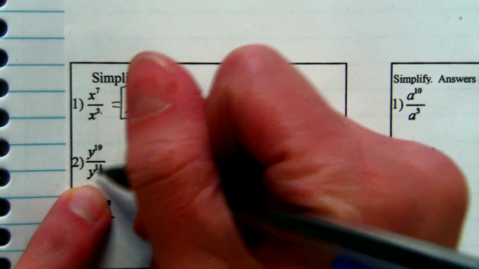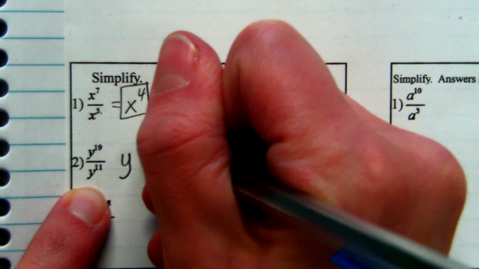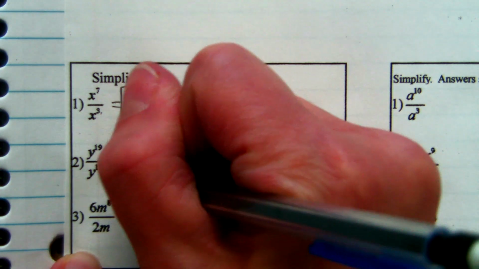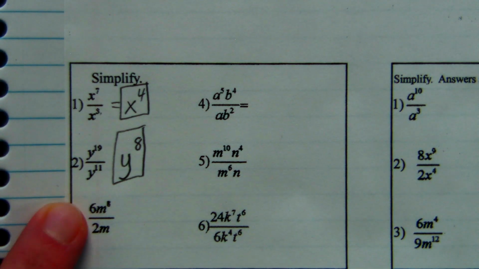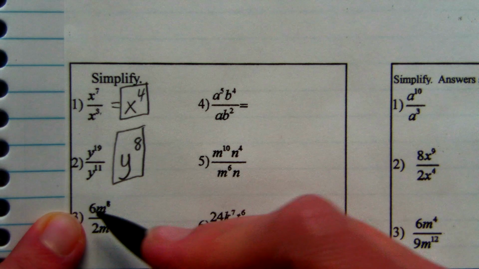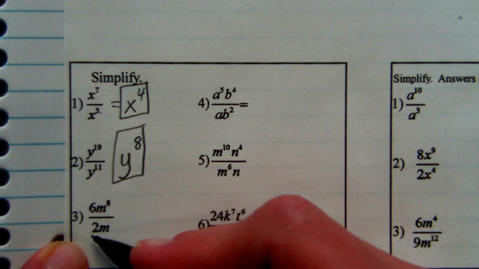Alright, so going down to number 2, it's 19 and 11. So 19 minus 11 is 8. So I have y to the 8th. Now, we're going to start seeing some coefficients, which means just regular numbers that do not have a power stuck on the front. Those you reduce like a normal fraction.